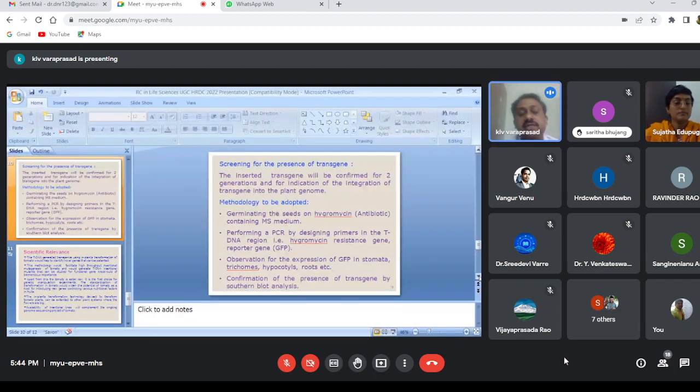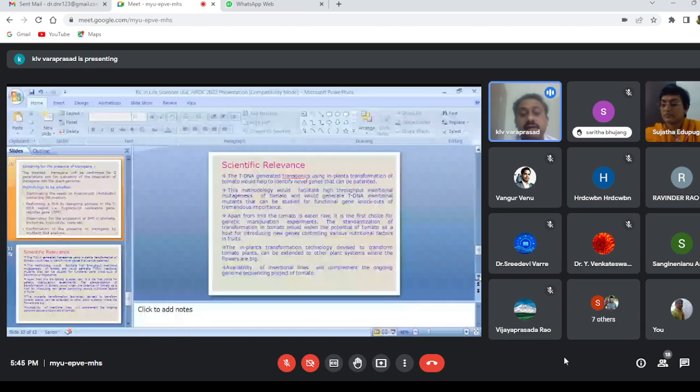We can observe the expression of GFP in stomata, trichomes, hypocotyl, and roots under the green fluorescent microscope. Only the transformed varieties will emit the green fluorescence, whereas the wild type or non-transformed varieties do not emit any green fluorescence. That is also one confirmation. So the presence of the reporter gene itself indicates the transformation has been successful, and the final confirmation is by detecting the transgene through Southern blot analysis.